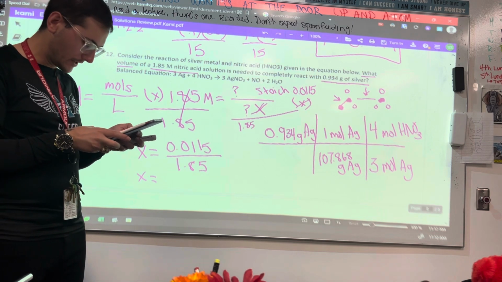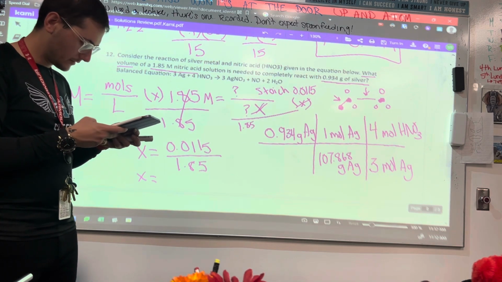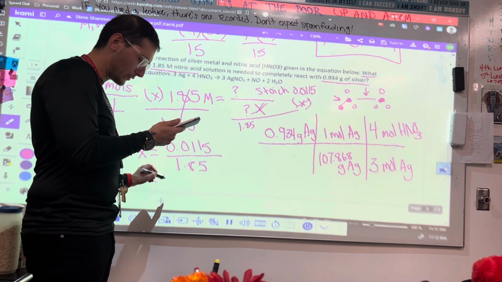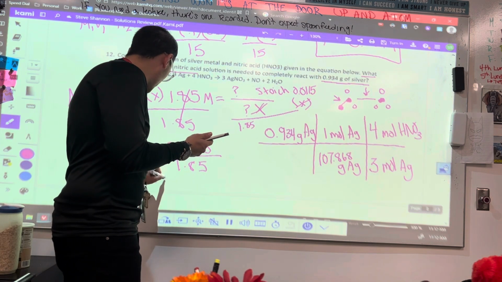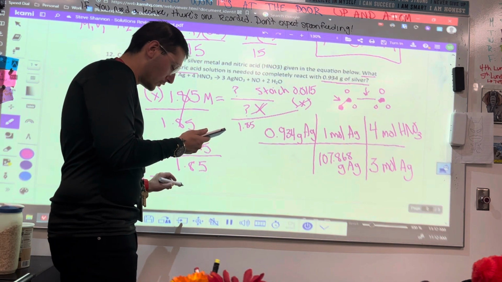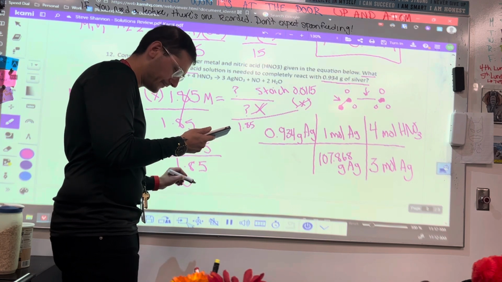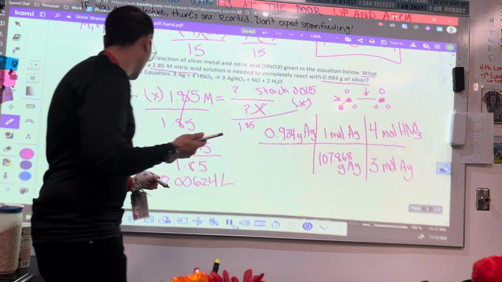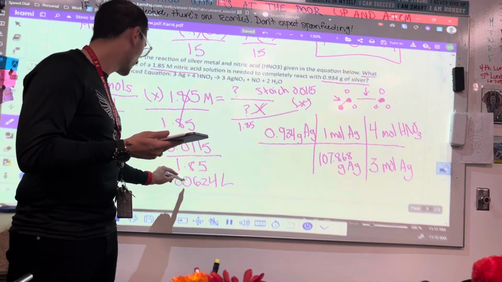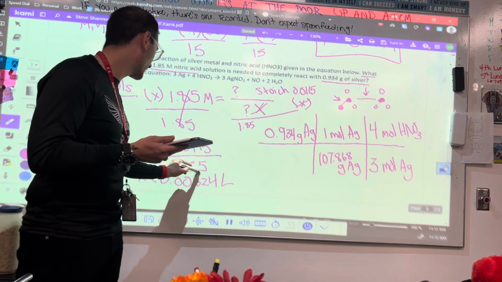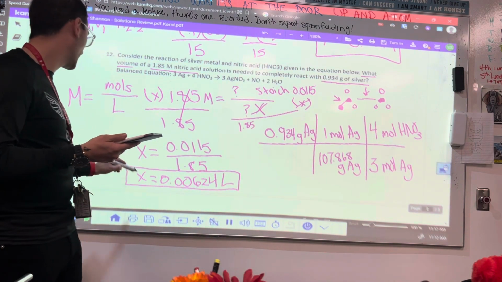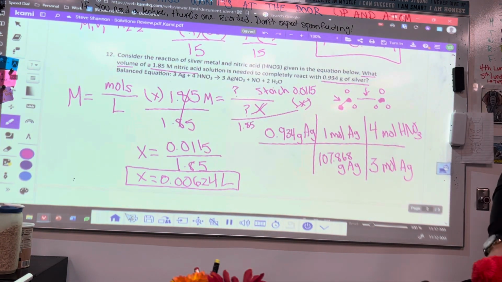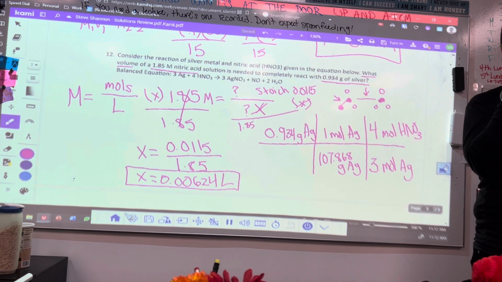I put it in the calculator, and I get a low number, and that is okay. I get 0.006245. Yeah, I'll just give it to you like that. 0.00624 liters. So if I were to convert that to milliliters, 1, 2, 3, that's about 6 milliliters of nitric acid. And at 1.85 molarity, that's pretty strong. And that's how you do that problem.